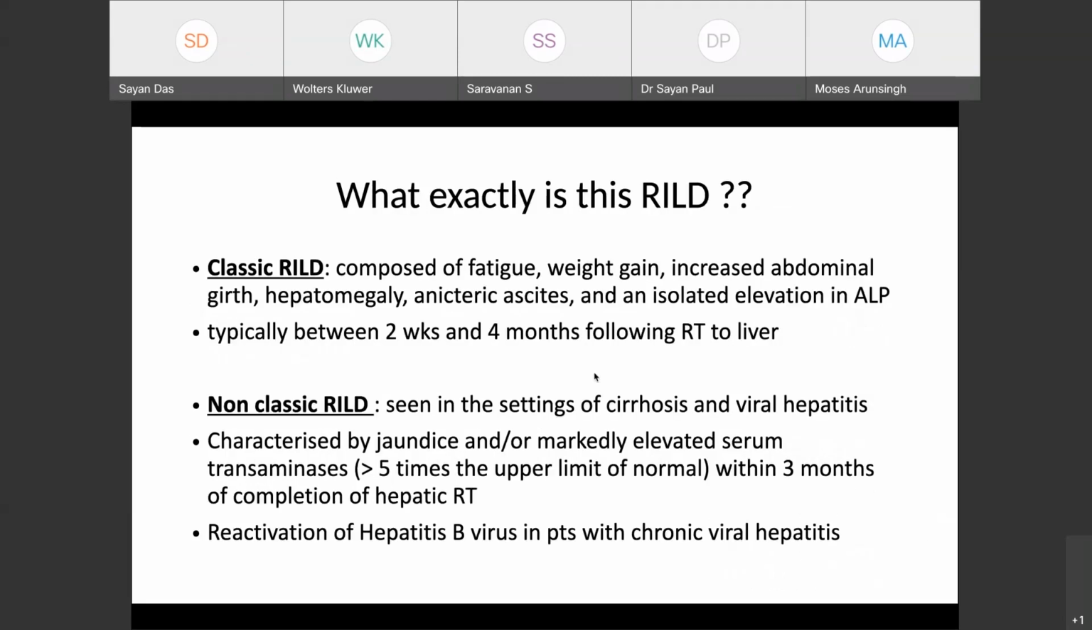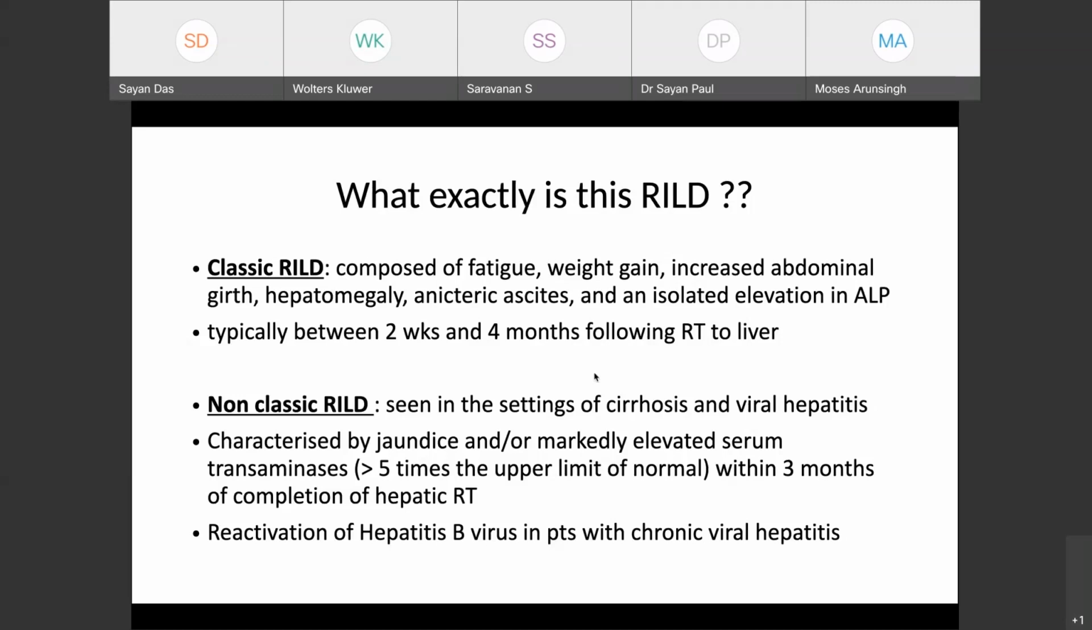Now, what is this RILD? Classic RILD: the pathophysiology behind it is the veno-occlusive effect of radiotherapy. It is composed of fatigue, weight gain, increased abdominal girth, hepatomegaly, icteric ascites, and transient elevation of the liver enzymes. It typically occurs between 2 weeks and 4 months following radiotherapy to the liver. However, this is very rarely seen nowadays.